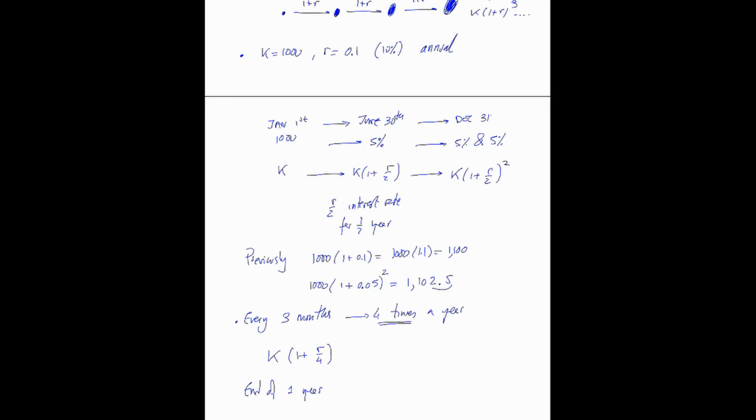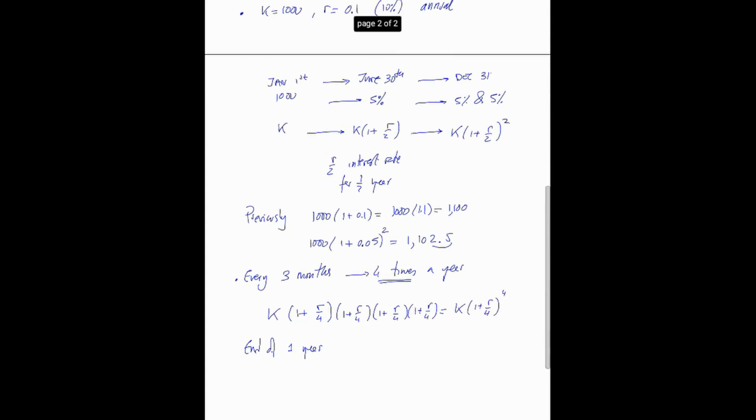So you have 1/4 of the rate, but this happens 4 times. R over 4, 1 plus R over 4 times 1 plus R over 4, which is K times 1 plus R over 4 to the 4th power. Let's see how much this comes to in our example. K was 1,000 and the rate was 10%. So the rate divided by 4 is 0.1 divided by 4, which is equal to 0.025.